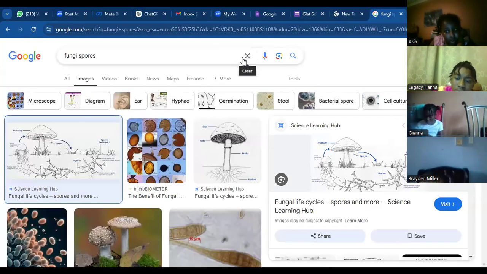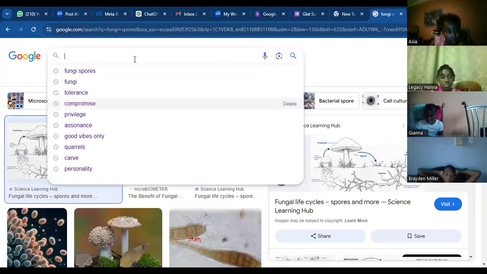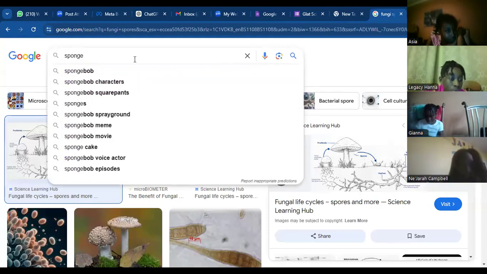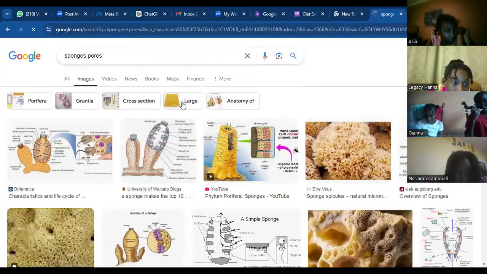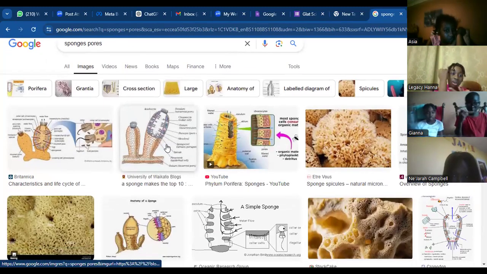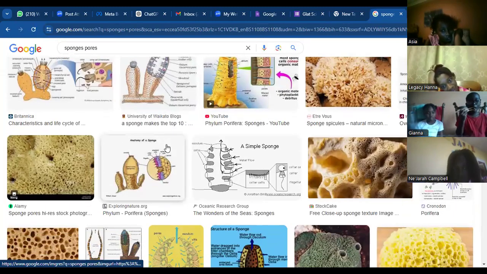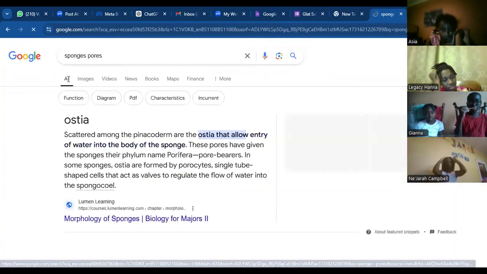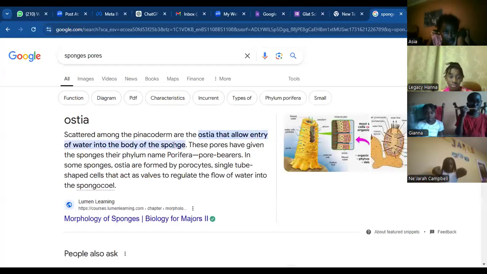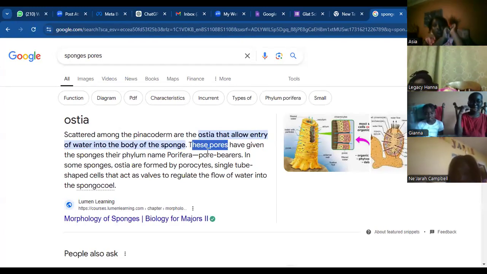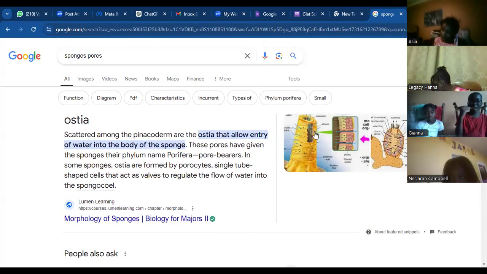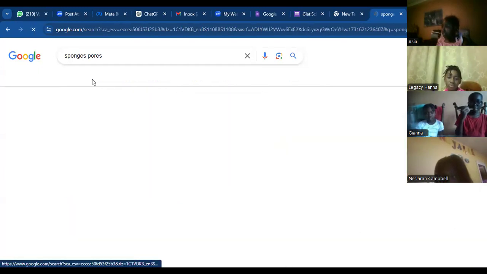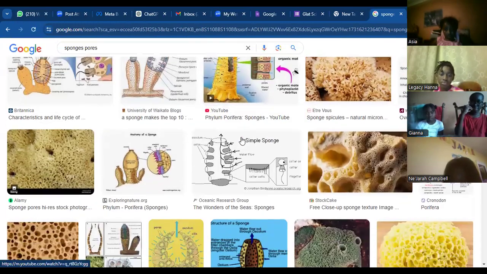Let me just show y'all. Sponges have pores. I didn't think that sponges had pores because we have pores. So I thought, why would something on a human be on a sponge? That's just a name. It's just a name. They call them ostia, but they allow the entry of water into the sponge. They're pores, right? So the correct answer is pores, the little holes. That's what we call them, pores.